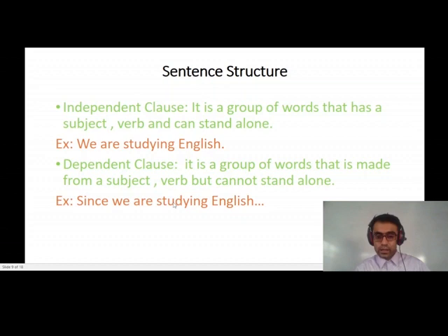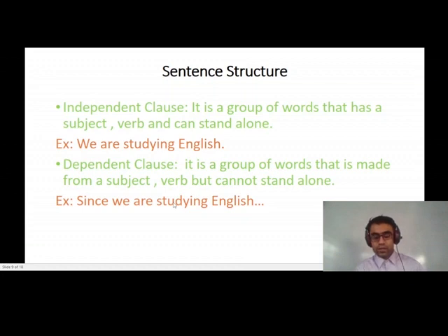For example, we are studying English. This is an independent clause because it does not need to be connected or attached with any other clause. It's already a complete sentence. So an independent clause can be a complete sentence. We are studying English.